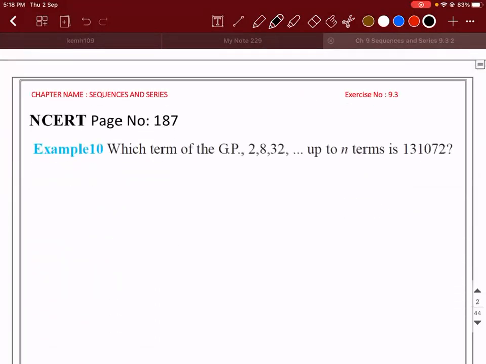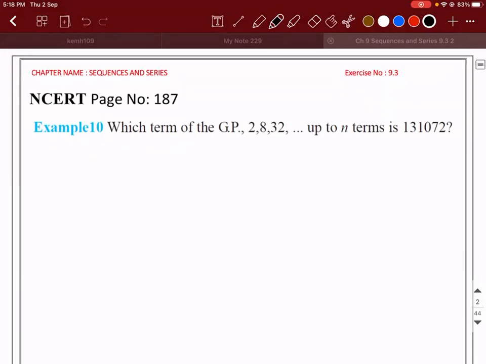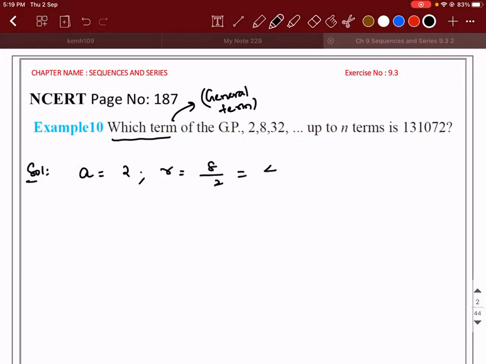Which term of the GP up to n terms is 131072? How to do this? What is the idea you're getting? Whenever you see which term, what is the first thing we are supposed to do? Whenever they say which term, the idea is to always start with the general term, right? So if I take the solution, what is given? A is given as 2, R is equal to 8 divided by 2, which will be 4.